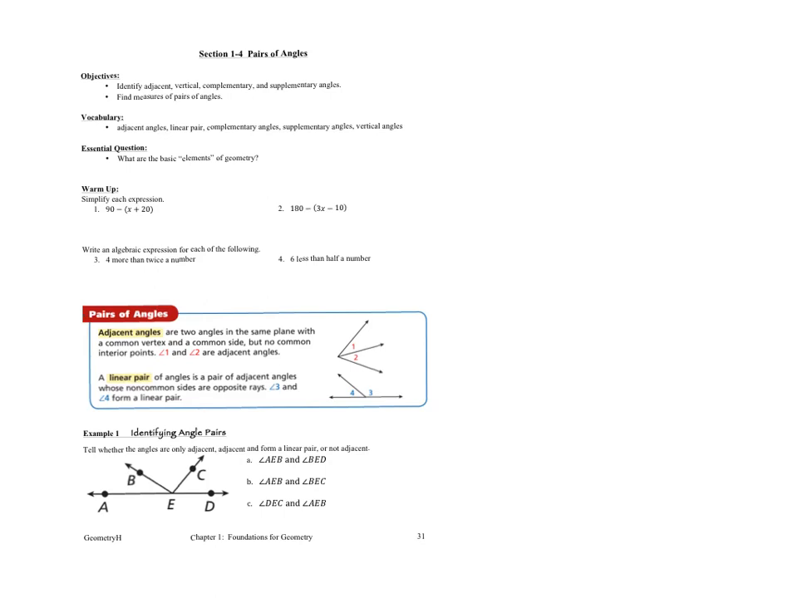This is section 1-4, pairs of angles. I'm going to go through the warm-up pretty quickly here. So in example, warm-up 1, there's a minus right here. This is really like a -1. We need to distribute that minus or that -1 to both terms in the parentheses.